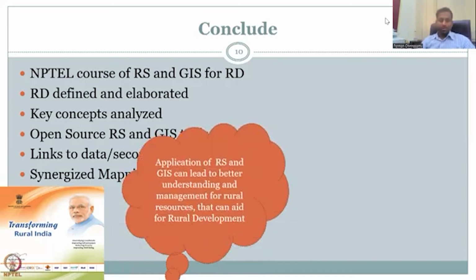So application of remote sensing and GIS can lead to better understanding. This is to conclude: management of rural resources that can aid rural development. So you could see that application of RS and GIS first increases the understanding for management of the rural resources, identifies new resource potential, and this can lead to rural development.